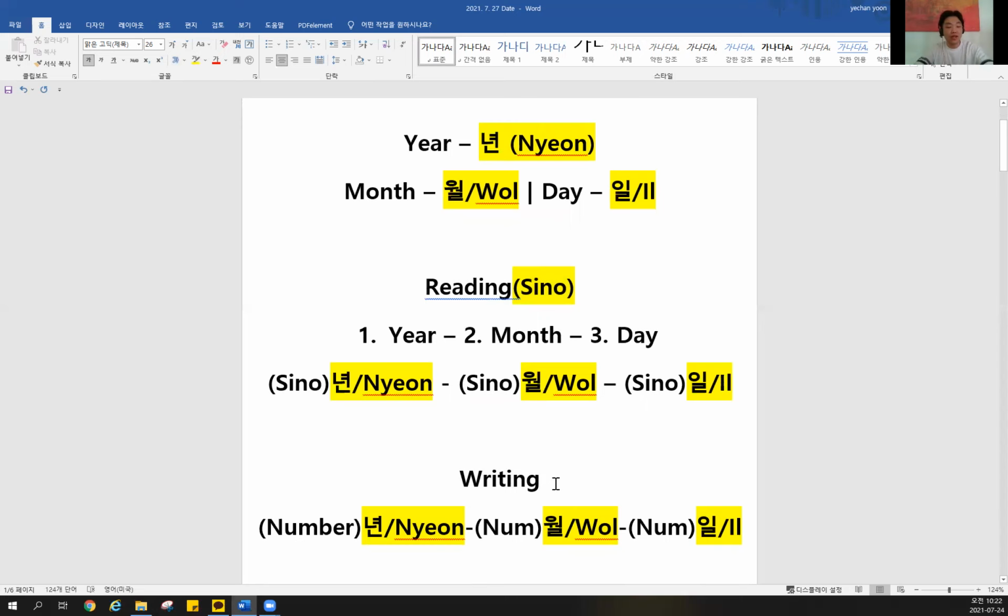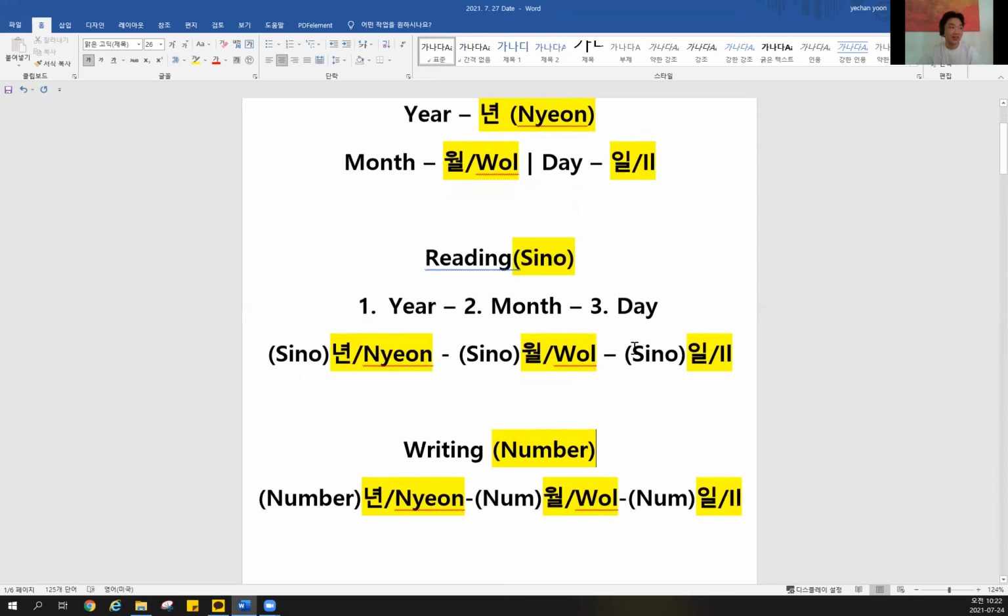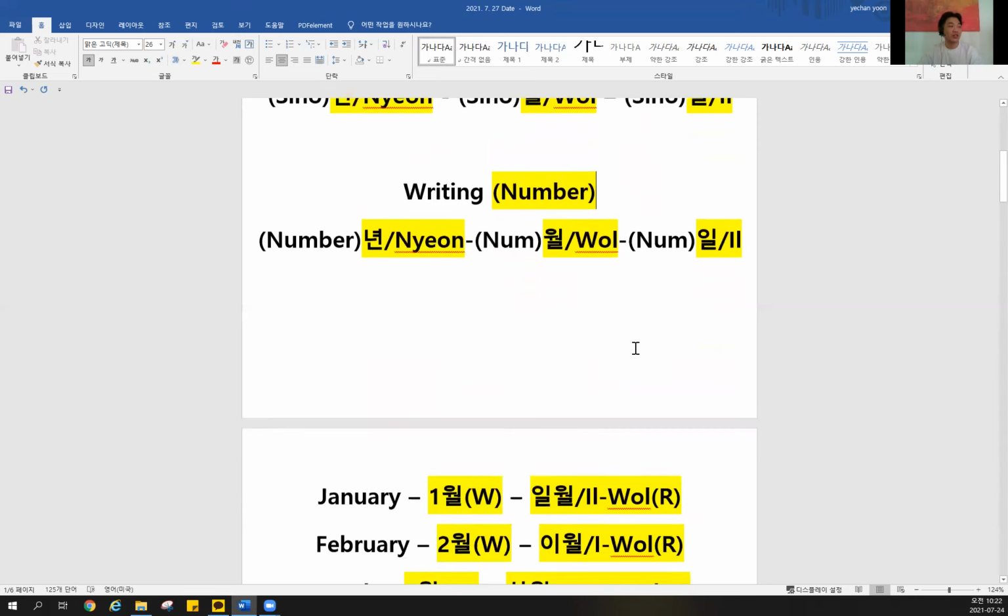Okay, for writing we can just put some numbers. That is super easy. So number plus 년, number plus 월, and number plus 일. Okay, so let's try how to read it and how to write it. All right, let's go to the next one.